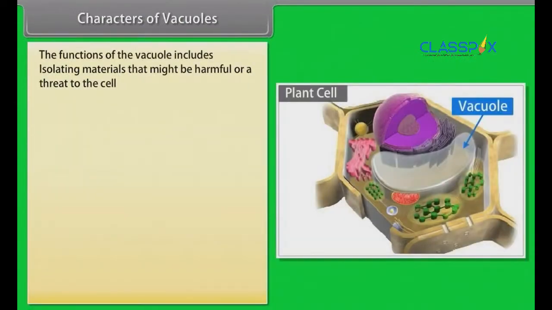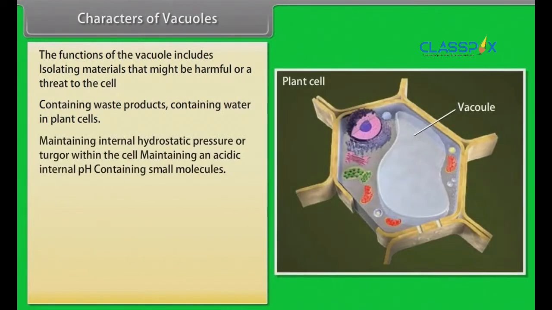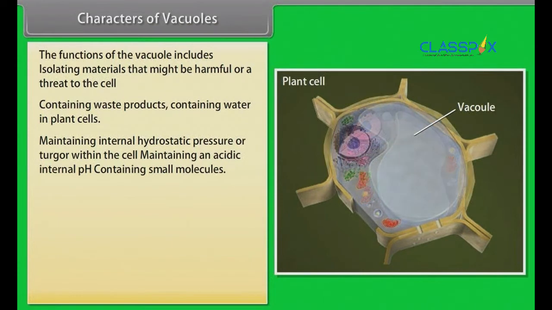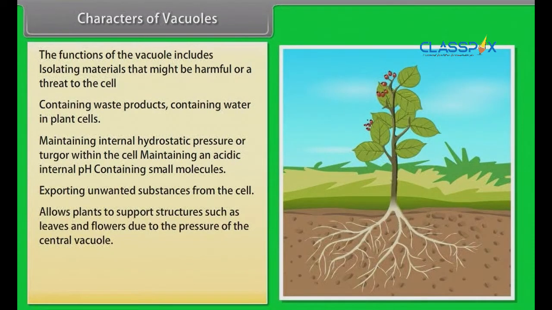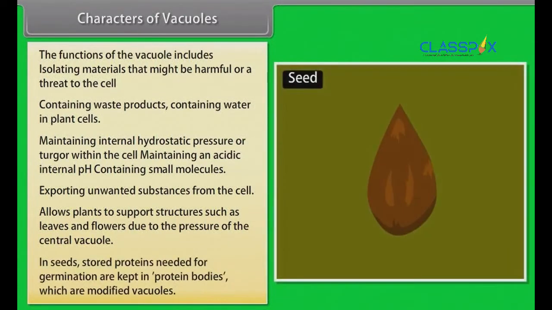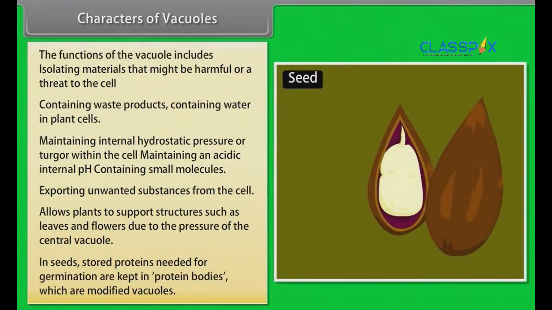The functions of the vacuole include isolating materials that might be harmful or a threat to the cell, containing waste products, containing water in plant cells, maintaining internal hydrostatic pressure or turgor within the cell, maintaining an acidic internal pH, containing small molecules, and exporting unwanted substances from the cell. It allows plants to support structures such as leaves and flowers due to the pressure of the central vacuole. In seeds, stored proteins needed for germination are kept in protein bodies which are modified vacuoles.